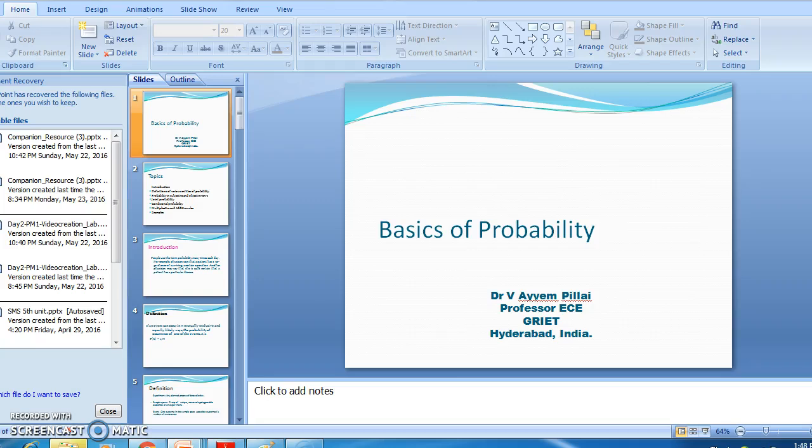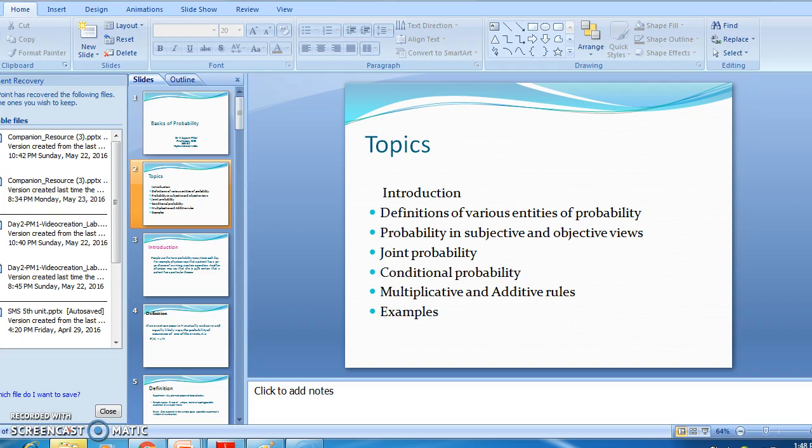In this class, we will study basics of probability. Topics to be covered are introduction, definitions of various entities of probability, probability in subjective and objective views, joint probability, conditional probability, multiplicative and additive rules of probability. Then we'll see some examples.